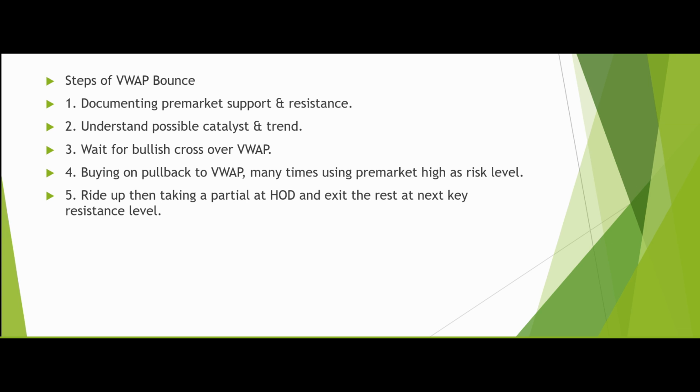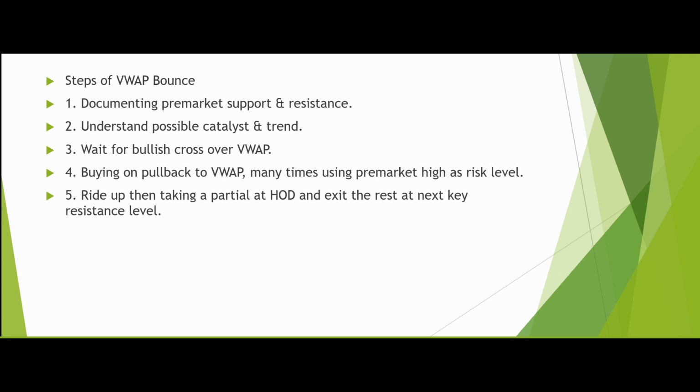And at that point, you wait for it to pull back to the VWAP once it breaks out. I love to use the pre-market high as my risk level, or if the pre-market high and the VWAP are right around the same area, that can be a good entry point as well. And maybe you can use another support level in pre-market as your risk. And then as always with most trades, you're riding it up to the next resistance level for longs.